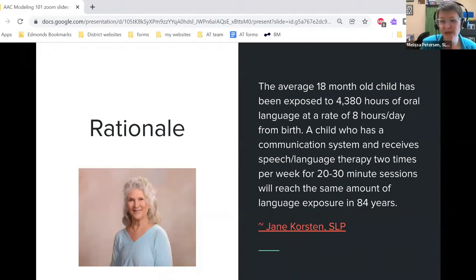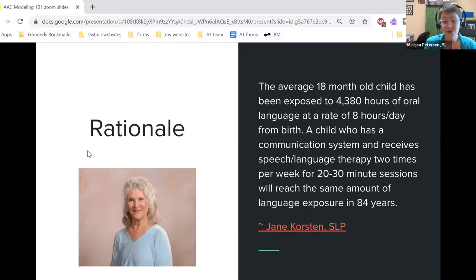So here's another take on that. This is a quote from Jane Korsten. I think that is her photo. Google Images said that it was. It might be wrong. If you know differently, please let me know. But she has a very famous quote. That is, the average 18-month-old child has been exposed to 4,380 hours of oral language at a rate of 8 hours a day from birth. A child who has a communication system and receives speech or language therapy 2 times per week for 20 to 30-minute sessions will reach the same amount of language exposure in 84 years.